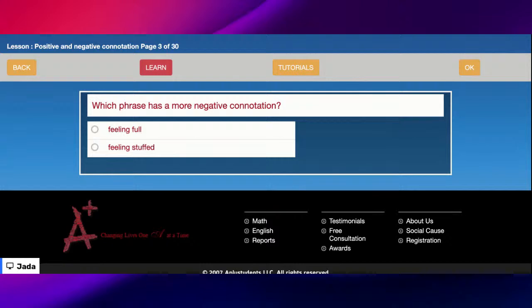So, which is more negative, feeling full or feeling stuffed? When you feel full or when you feel stuffed, which is more negative? Exactly, yeah, thank you. When you disagree about something, or when you are arguing, you're fighting that they must accept your own suggestion. Good. Okay, so feeling stuffed.